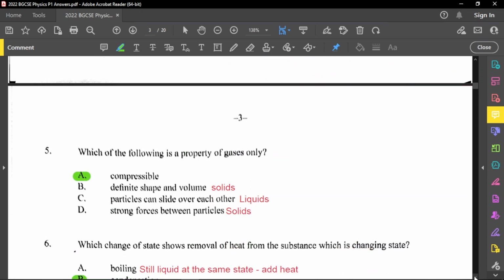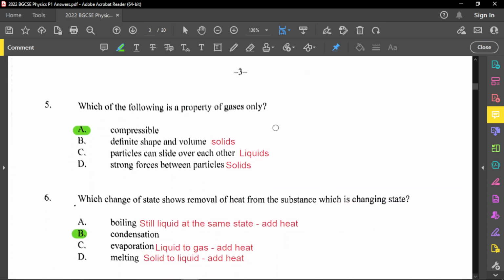For question number 5, it said, which of the following is a property of gases only? This is a relatively easy question. There's no need to really explain much in this. The answer here is A, which is compressible. So gas is compressible. Definite shape and volume applies to solids. Particles can slide over each other, that's a liquid. And strong forces between the particles, that will be a solid. So this is just the states of matter and their properties.